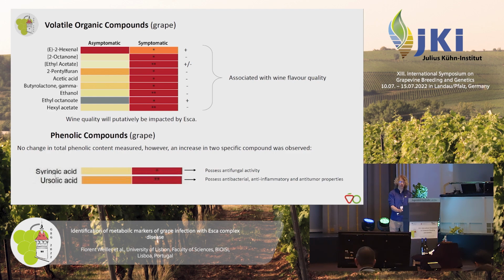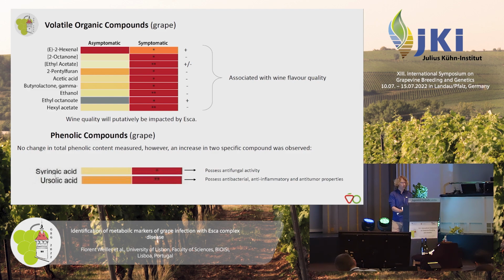So you can see here that symptomatic plants, with the exception of the 2-trans-hexenal, have a higher quantity of those volatile organic compounds, and most of them bring defects, what will be perceived negatively in a wine, like acetic acid, ethanol, or ethyl acetate. So we postulate that grapes harvested from symptomatic Esca vines will affect wine quality and flavor bouquet.